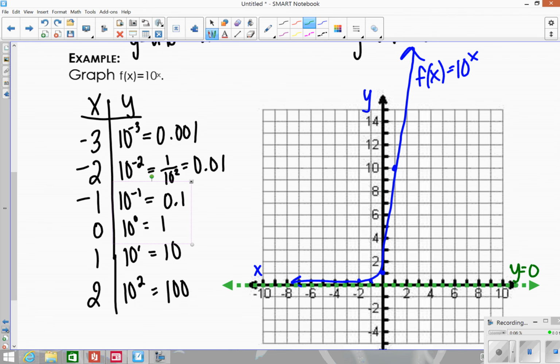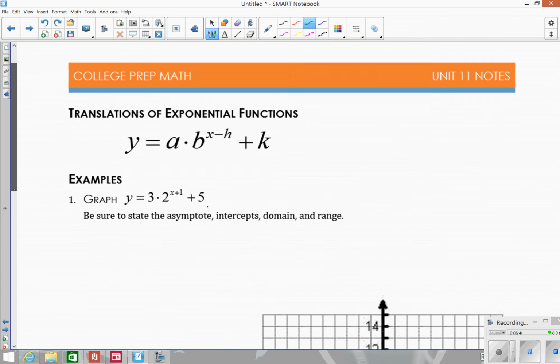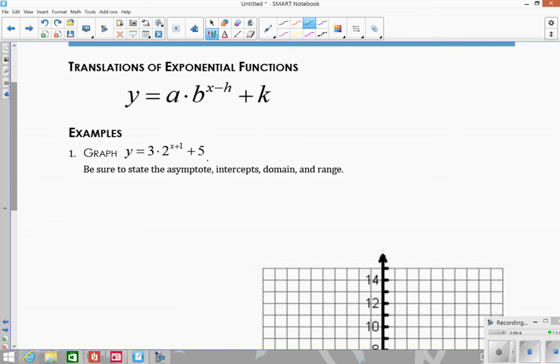The next thing that we want to look at, though, is, well, what happens if it's not just a basic parent function? So what if we want to translate? So now we're kind of connecting in our old unit with this unit. So the first one here, if this is kind of a standard form of an exponential function that's been translated, if you notice, we still have a parent function here. Our parent function is going to be that standard form, the basic without the shift.